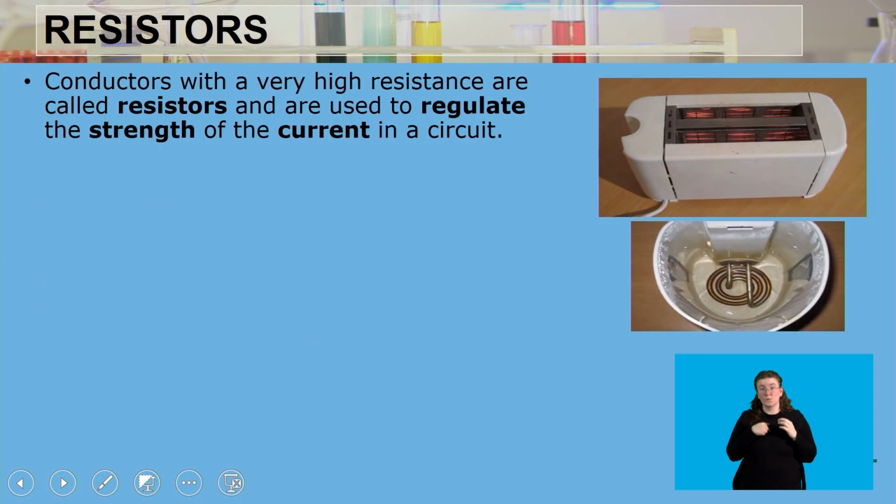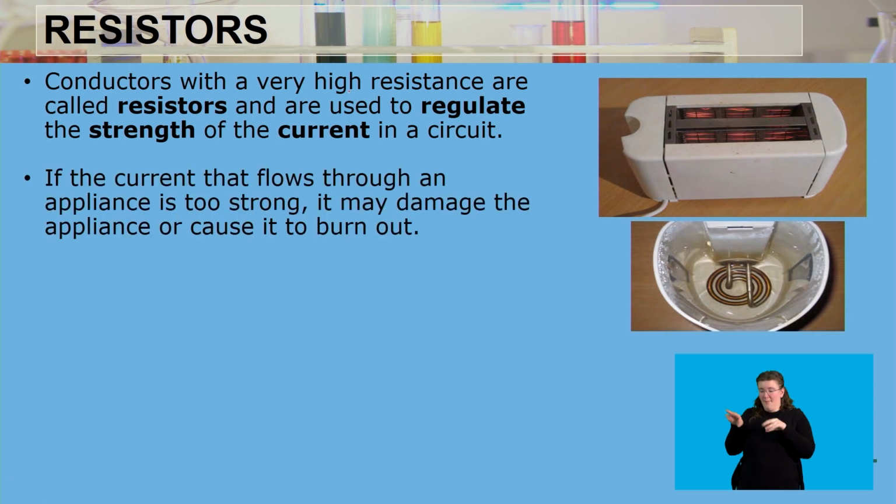So in keeping with the resistors, we also need to remember that conductors with a very high resistance are still called resistors. They are used to regulate the strength of the current in a circuit. Remember, the amount of resistance determines how much current is going to be able to pass through. When we use a higher resistance, the current passing through it is going to be very low. So we can use resistors to regulate how much current strength we want to pass through.